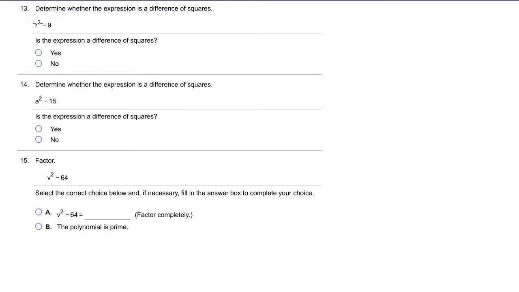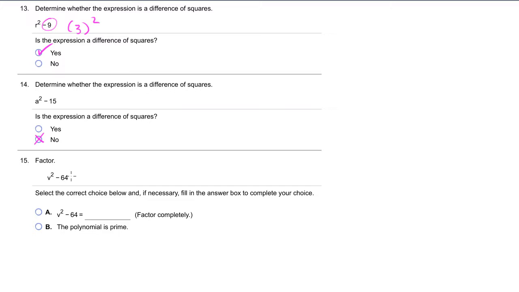Determine whether the expression is a difference of squares. r squared minus 3 squared. Yeah, that is. a squared minus 15 is not a difference of squares, because 15 is not a perfect square.